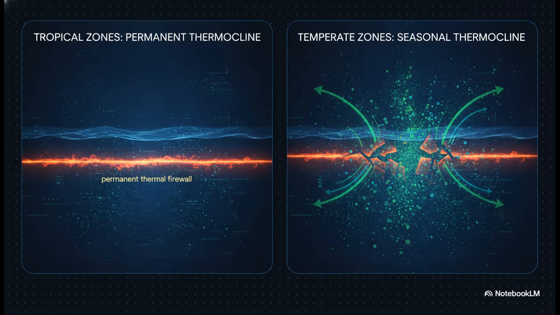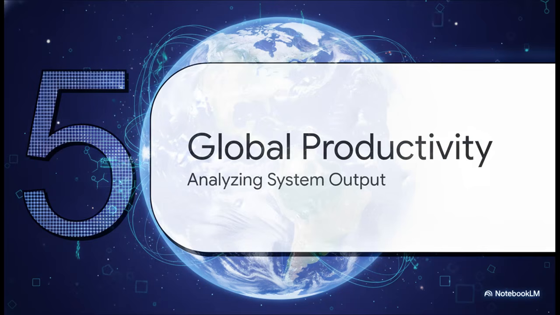So the crucial point here is how this plays out geographically. If we compare regions, tropical zones have a permanent thermocline. Because it's always hot, that thermal firewall never breaks. The water is highly stable, crystal clear, but biologically barren, because nutrients just can't mix upward. Temperate zones, on the other hand, are dynamic mixing engines. The changing seasons reliably shatter the firewall every single winter, surging massive amounts of nutrients to the surface to fuel explosive spring plankton blooms.